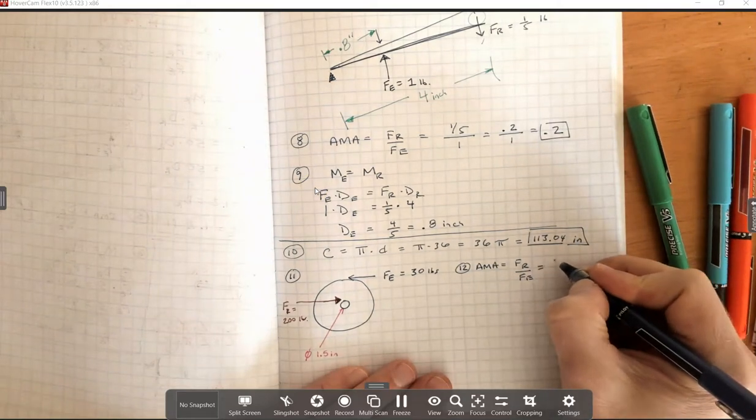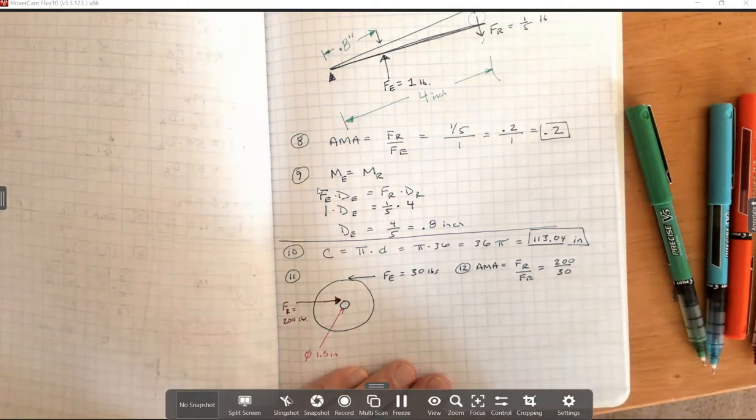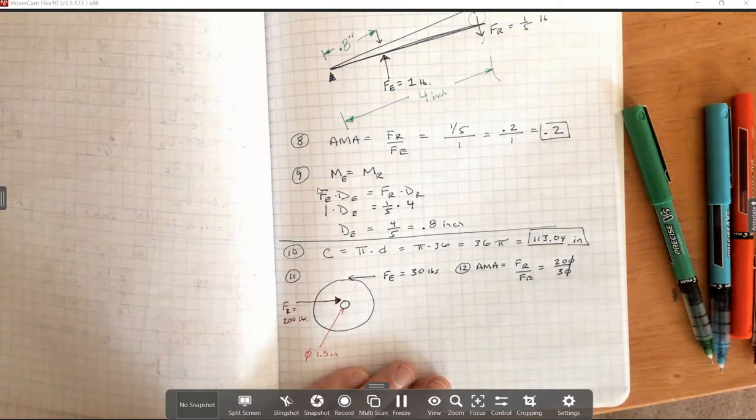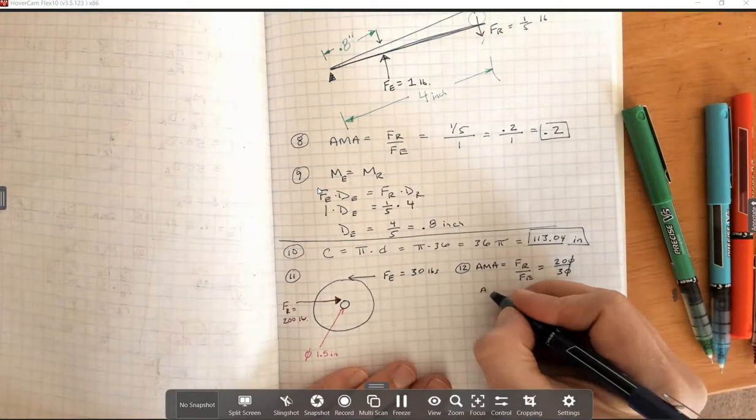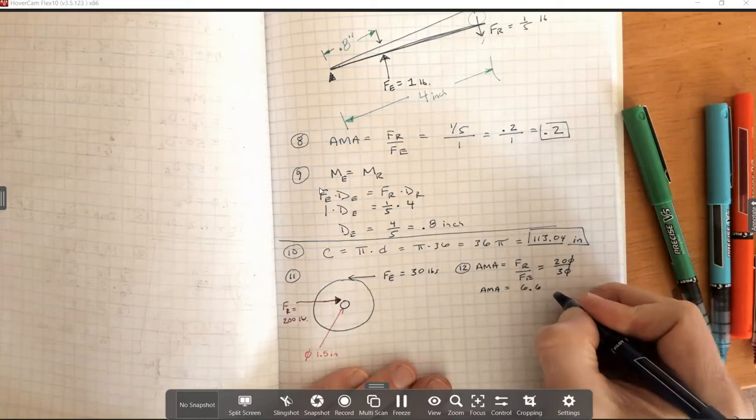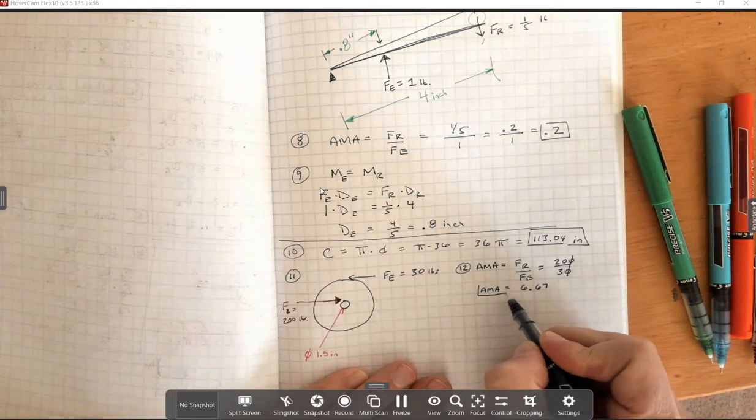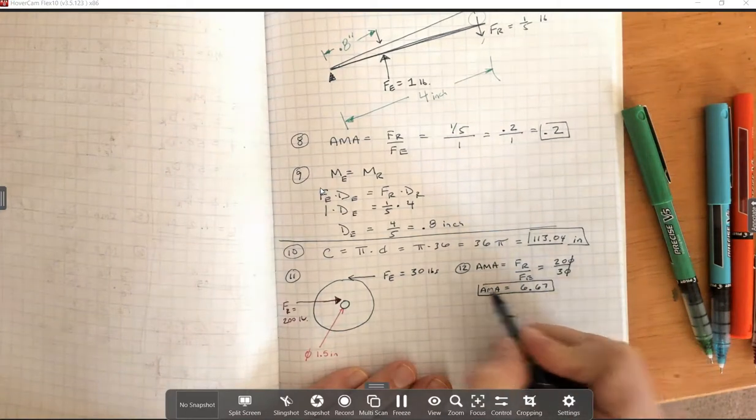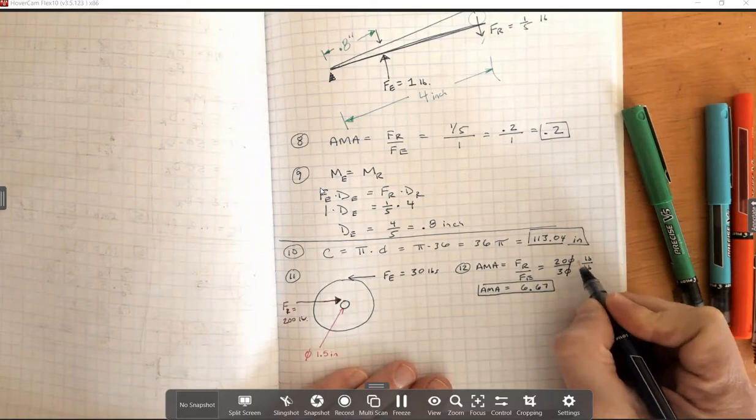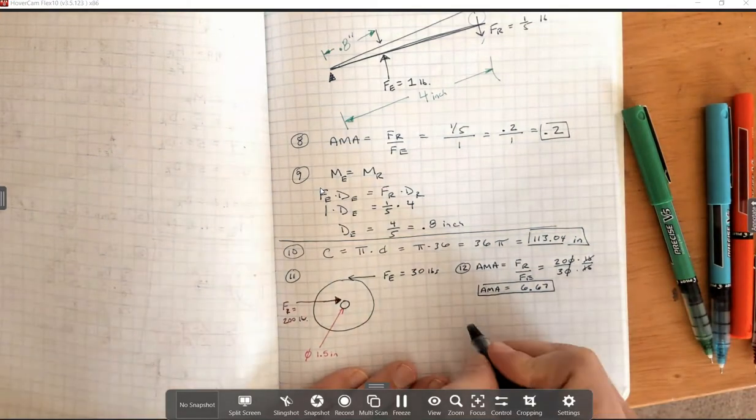So the resistance force was 200 pounds, the effort force was 30. Okay, I can at least reduce here by dividing both top and bottom by 10, and we're going to end up with an AMA of 6.6 repeating, or I'll just round to 6.67. Again, there are no units on mechanical advantage because our units were the same in that ratio. We had pounds over pounds. 200 pounds, 30 pounds, and the pounds cancel out.